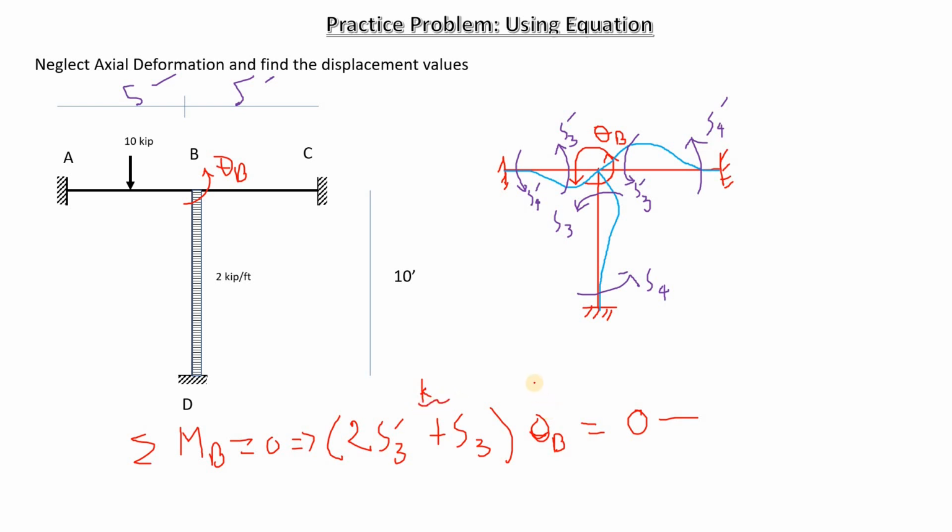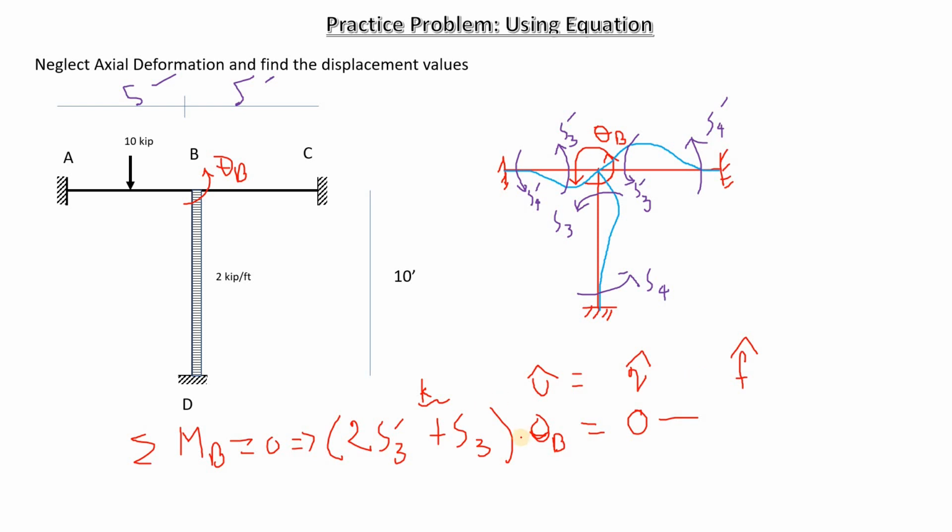Remember, this is the K matrix. Right here we have the displacement vector, which is theta B. Right over here we have the Q, and here we're going to place the value of f. So you can see that we are still doing k into u equals to q and f.